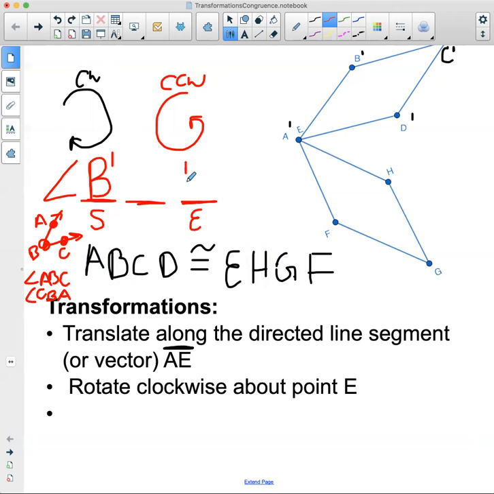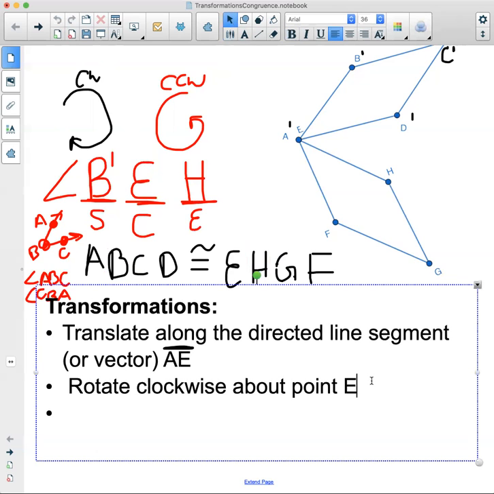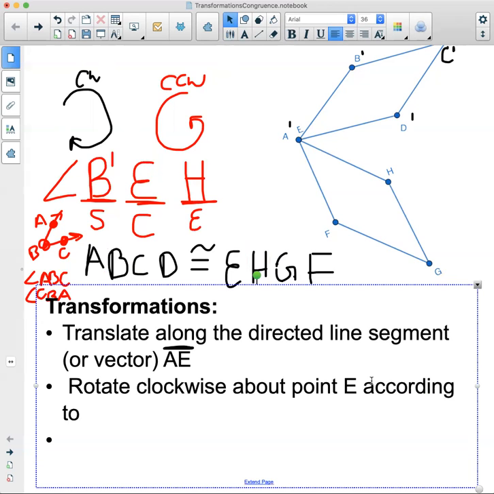So I'm going to put B here. I'm going to put H here. And what's the center of rotation? You told me already, it's point E. So rotate clockwise about point E by angle BEH.